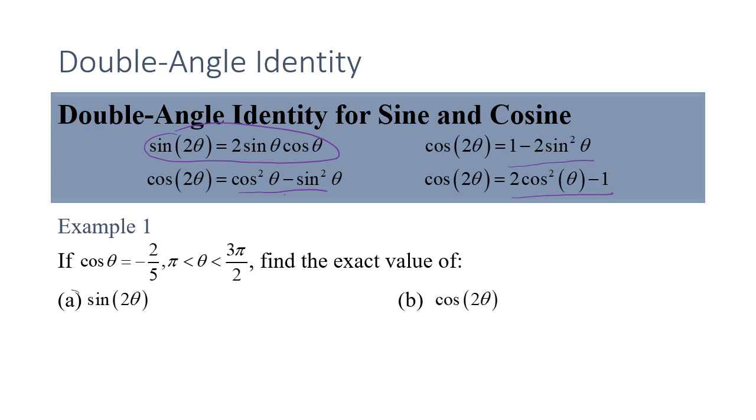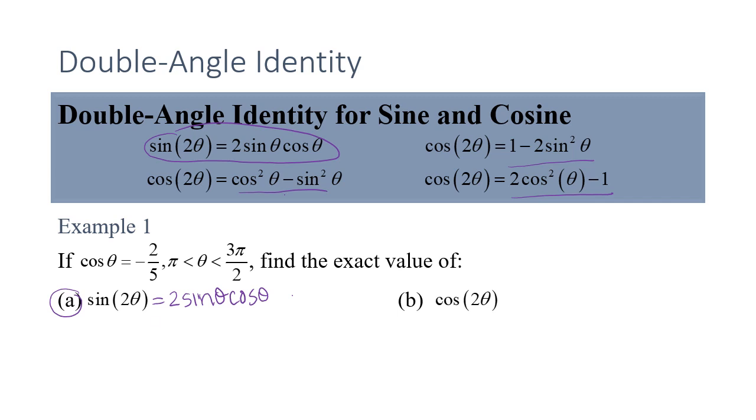So for example, if we were asked to find the sine of 2 theta, before we had these identities, we wouldn't really be able to evaluate that. You can't just double what you get for the sine of theta. So we have to use this formula: the sine of 2 theta equals 2 times the sine of theta times the cosine of theta.